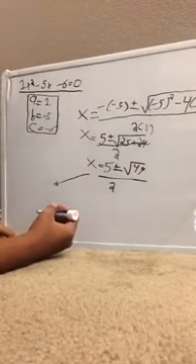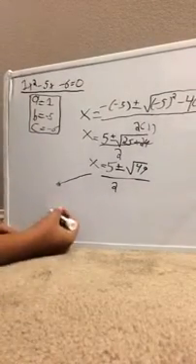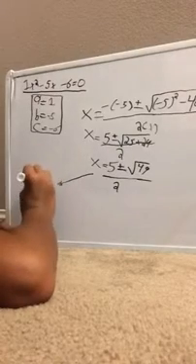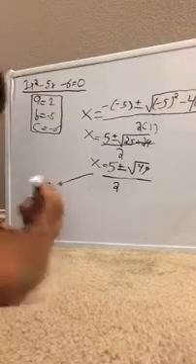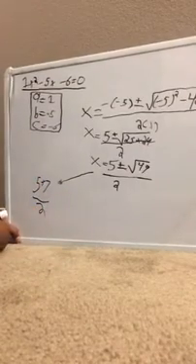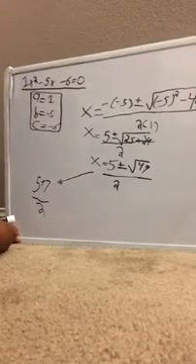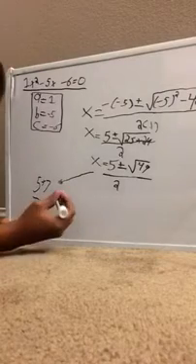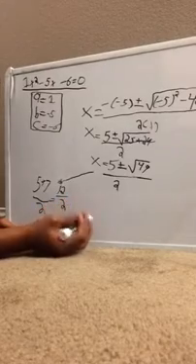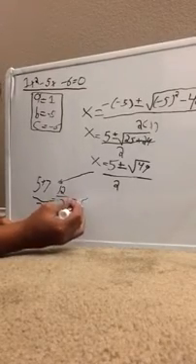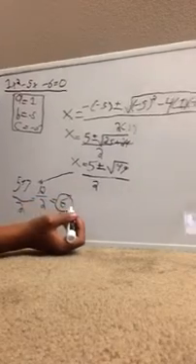Alright, 5 plus the square root of 49. The square root of 49 is 7, so this is going to be 5 plus 7 over 2. But 5 plus 7 equals 12 over 2. And 12 over 2 is just 6. So that's our first solution. Now let's get into our second solution over here.